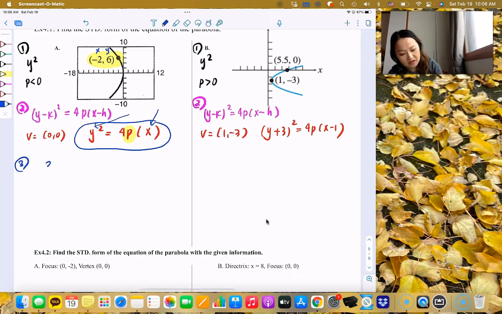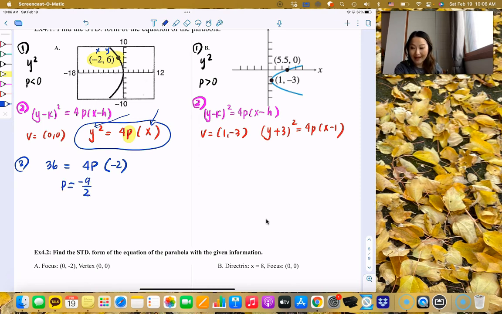So y squared is 36, 4p I don't know yet, but I know my x is -2. Again, I know this is 36 because this is y squared, and this is my -2, which is my x. When I solve all that, what do I get for p? My p is -9/2. But p is -9/2, and I don't care about p, I care about 4p. So we're going to multiply our p by 4. What do you get? You get -18, and that's my 4p.